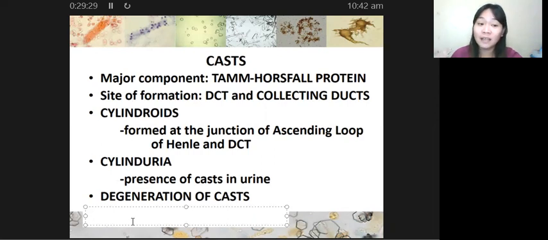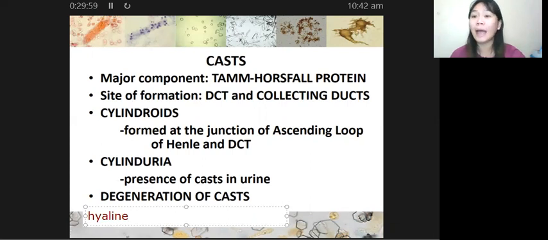Okay? Nagde-degenerate ang casts sa loob ng tubules kasi mabagal ang urine flow or there is a stoppage to your urine flow. Thus, the cast stays there and it continues to degenerate until such time that it will be detached from the RTE cell to which it is attached. Okay, ayan. So, ang pinakasimple ay si Hyaline Casts.